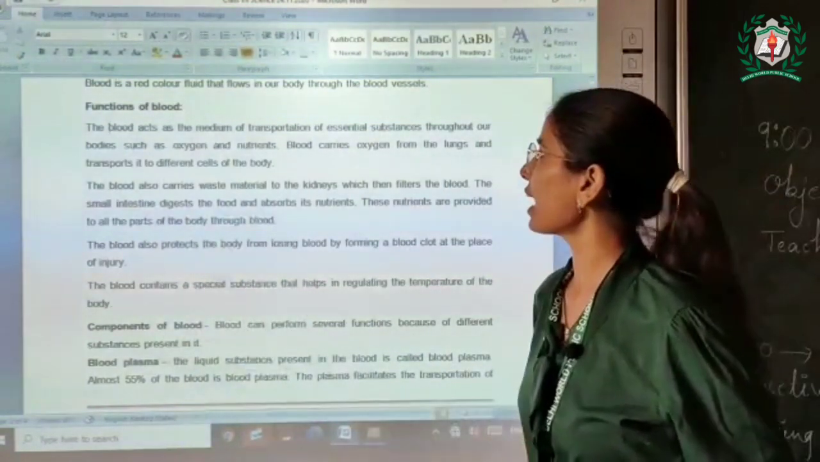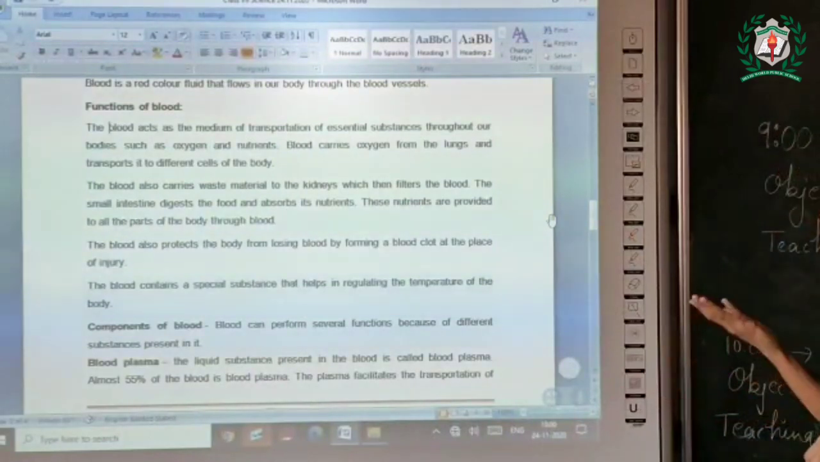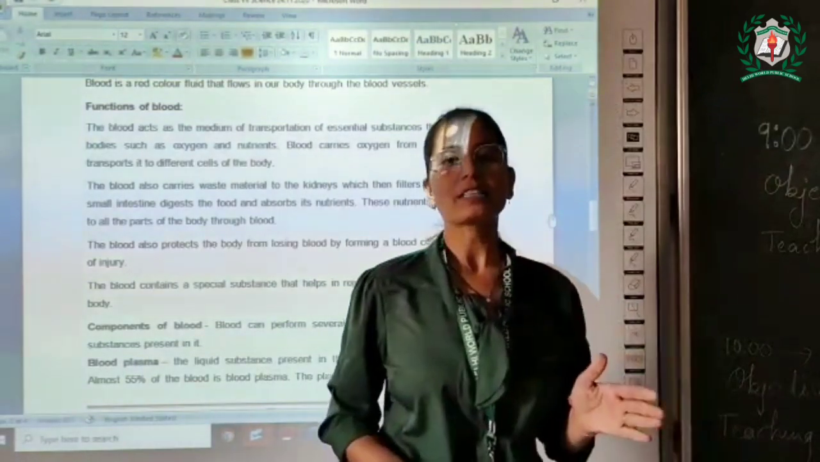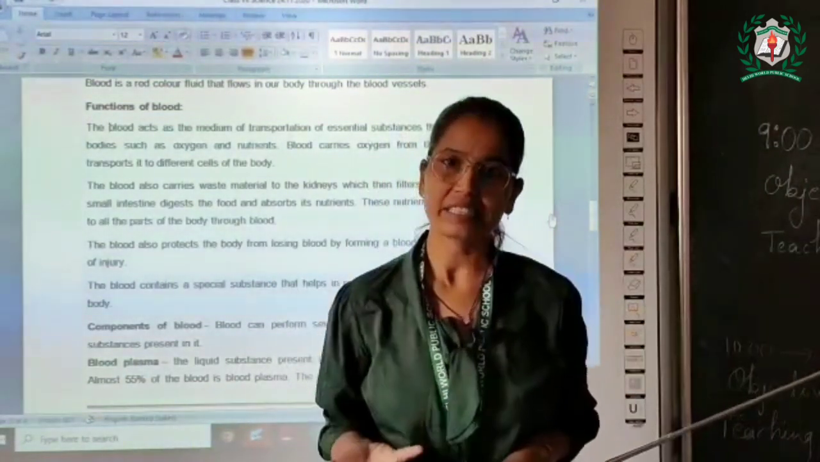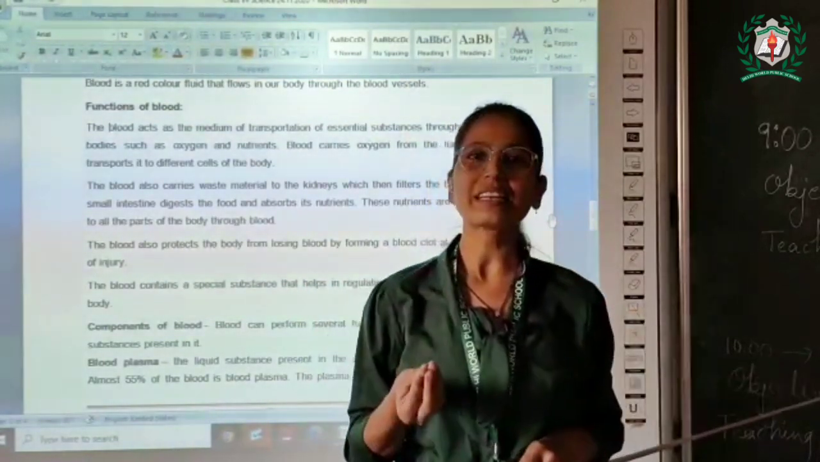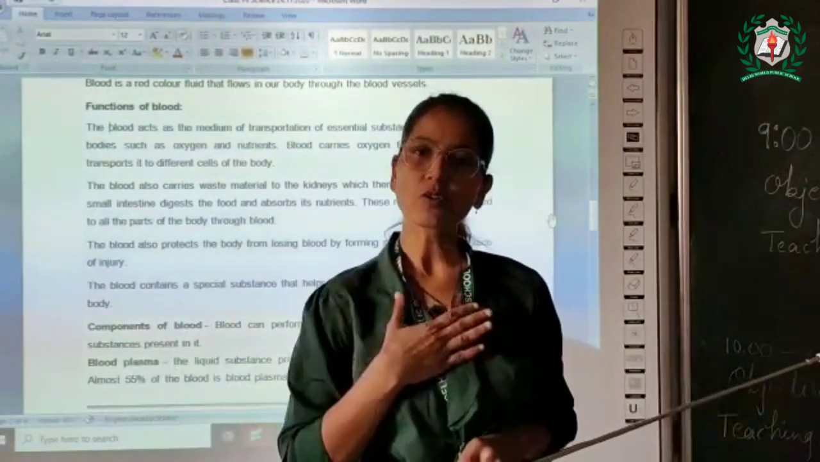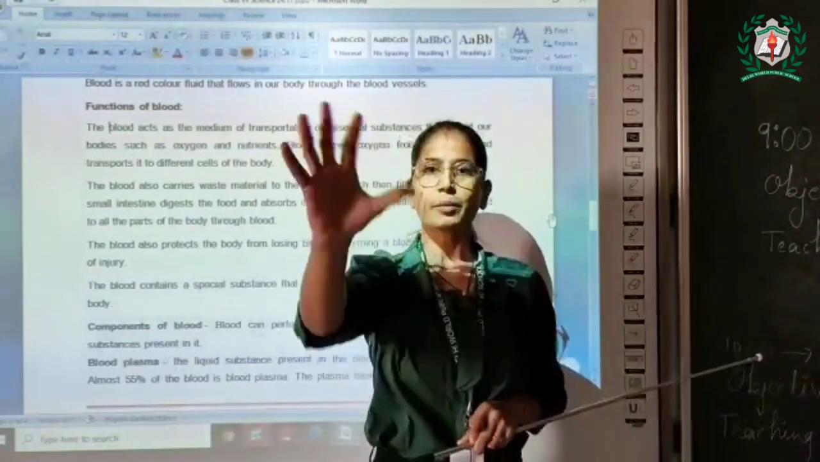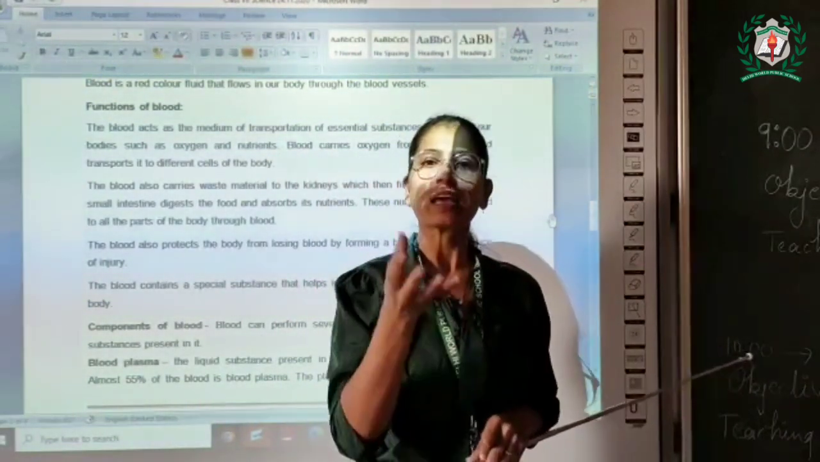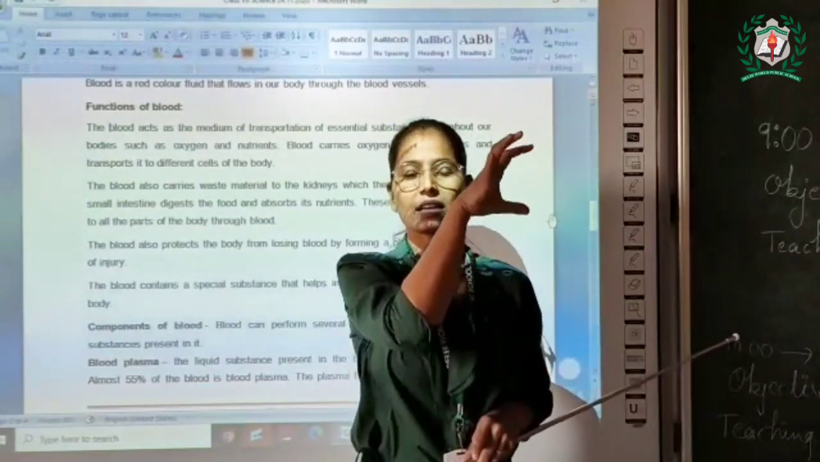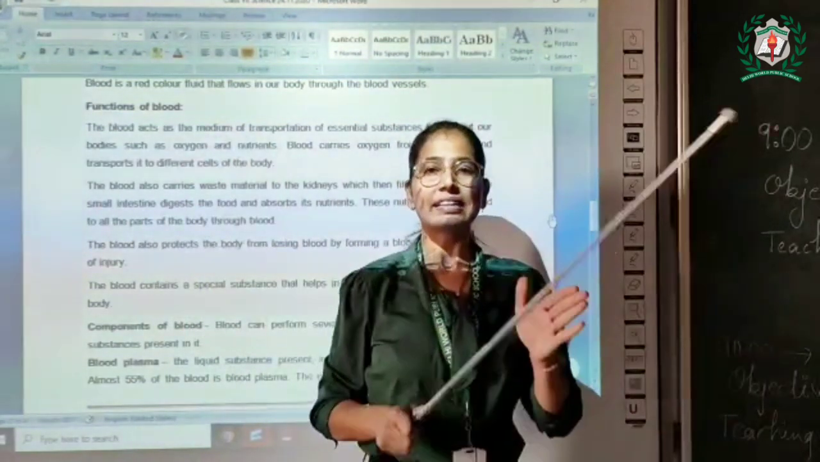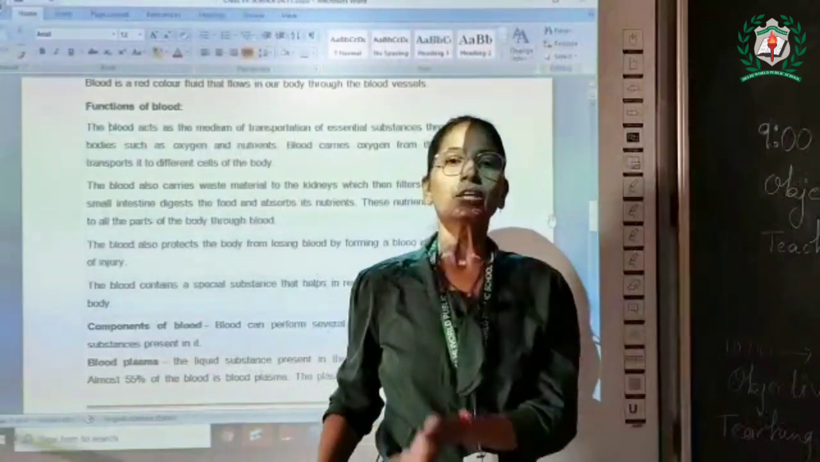Okay, the blood also carries waste materials to the kidneys, which then filter the blood. As we know, we have different systems or different parts to do different tasks. Like we have kidneys, which are a part of the urinary system, which help us to excrete the urine out of our body, right? So that impurity is carried by the blood only. The blood carries that impure thing to the kidney, and the kidney purifies that blood and carries that impurity to the urinary system.